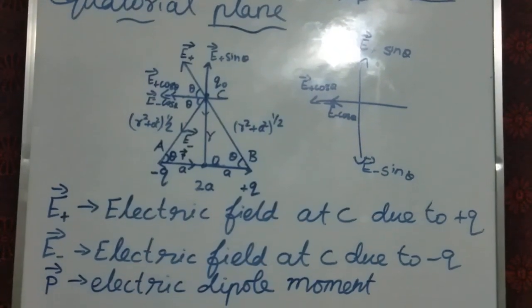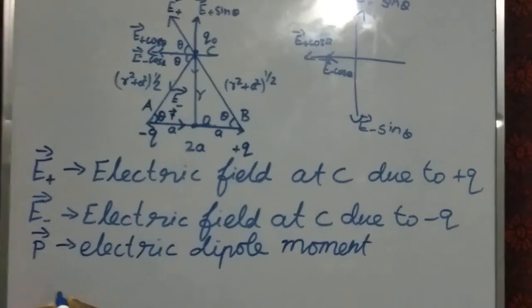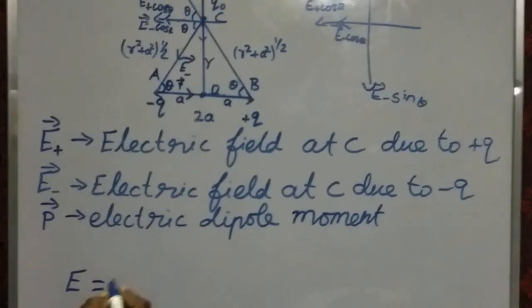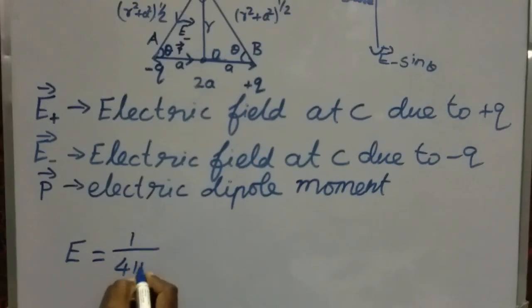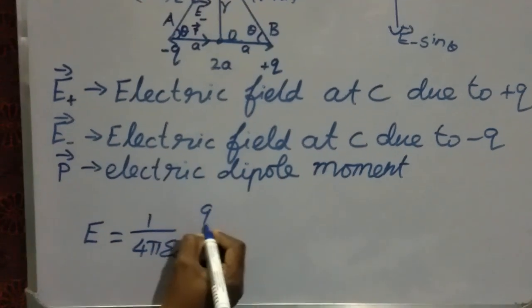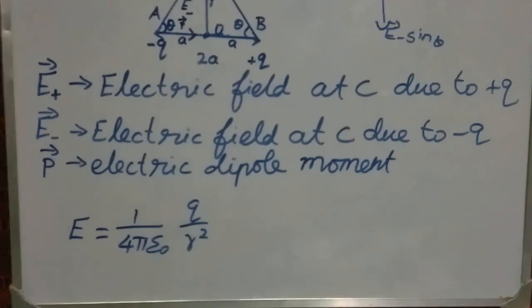Now we are going to the derivation. What is the general formula for electric field? E is equal to 1 by 4 pi epsilon 0 times Q by r square.